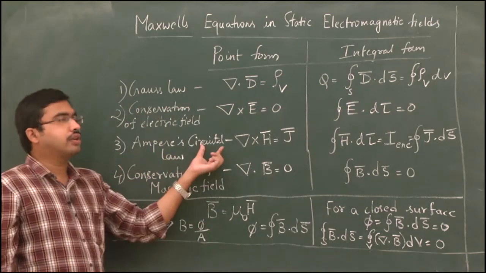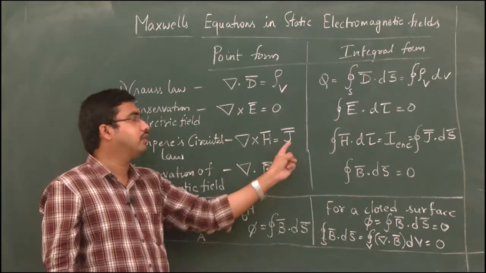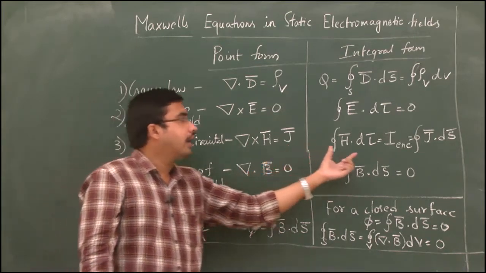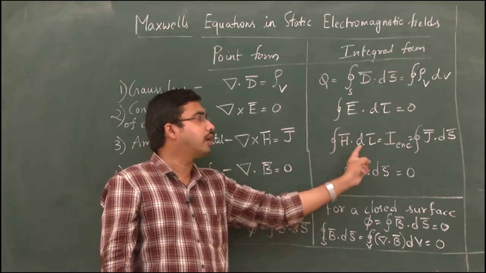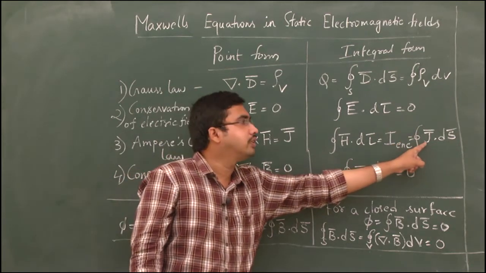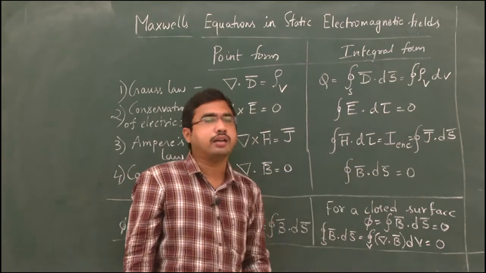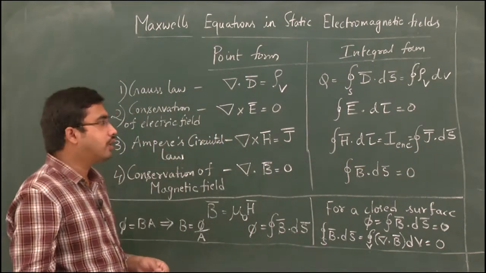Next, Ampere's circuital law in point form is just the curl equation: del cross H bar is equal to J bar. And in integral form, from the definition we can write the line integral of H bar dot dl bar is equal to the enclosed current, which can be equated to integral J bar dot ds bar, where J is the current density of the surface that you are considering.